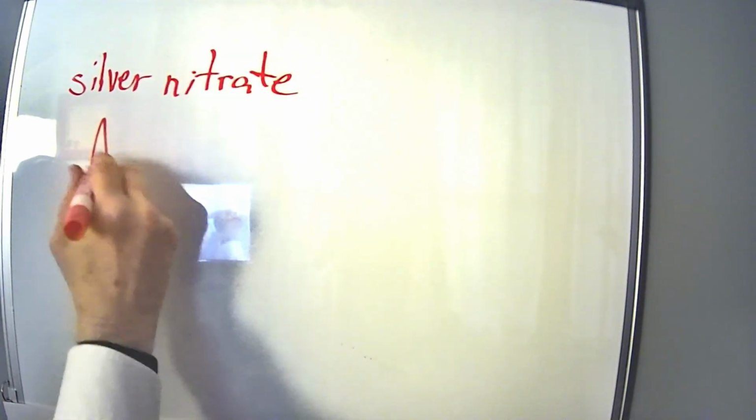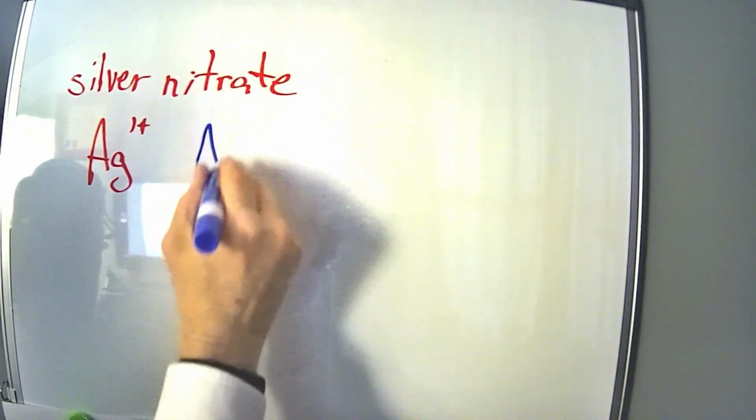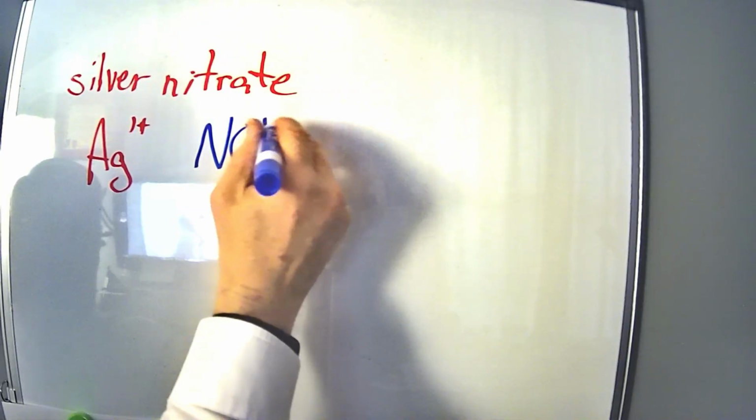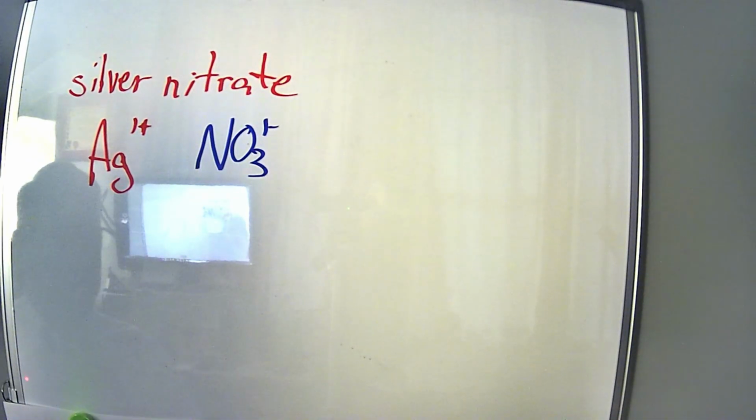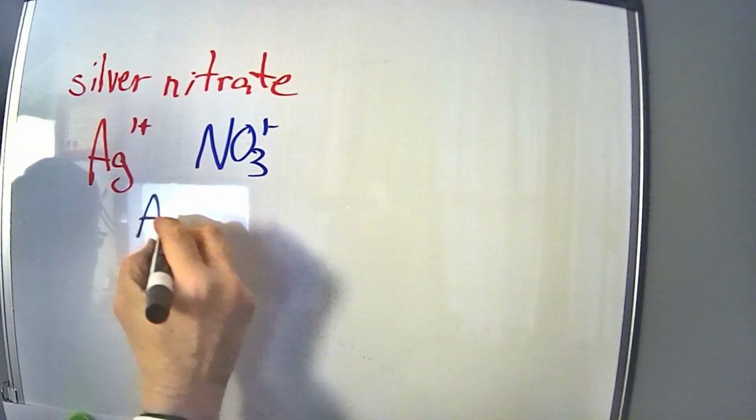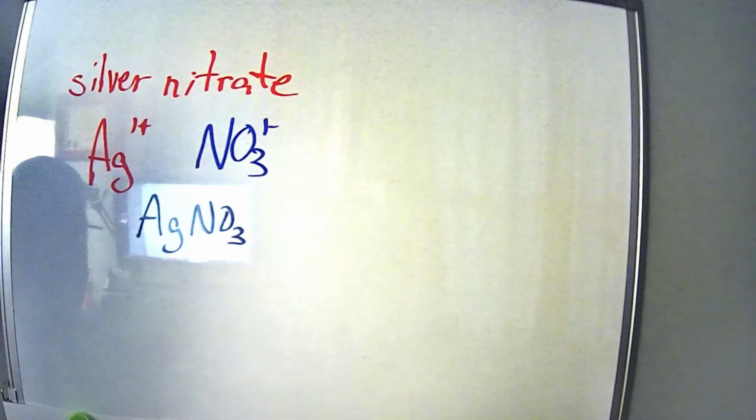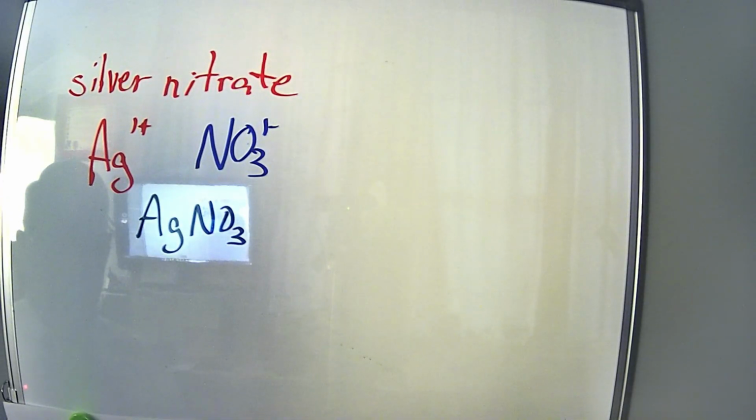Our first example is going to be a simple one. Silver nitrate. Silver, Ag 1 plus. Nitrate polyatomic ion, NO3 1 minus. The charges are already 0, so I don't have to do anything with any additional subscripts. So it's simply AgNO3. I'm including the subscript that's already there because that's part of the polyatomic ion, so I have to include that.